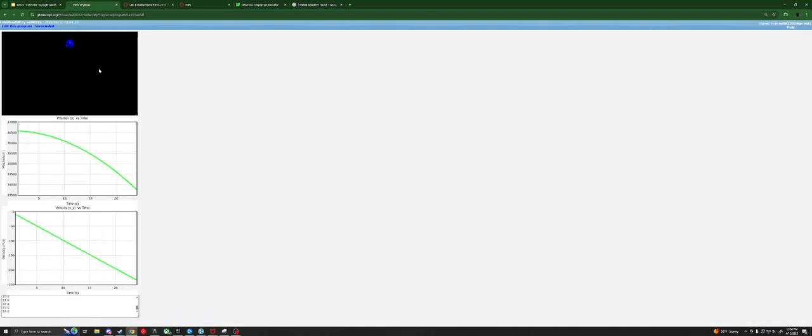If you want to look more at my program, that's what it looks like. It's got the velocities on the graphs, and position and velocity, and that's pretty much it.